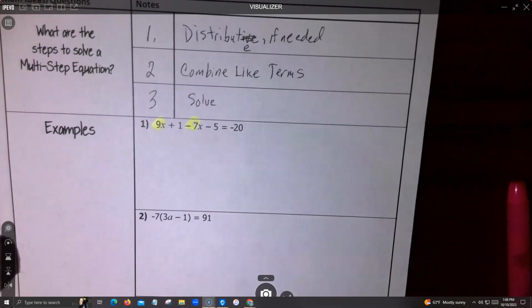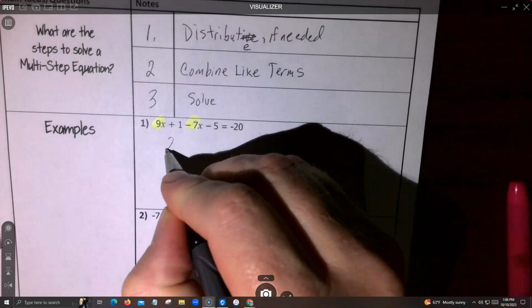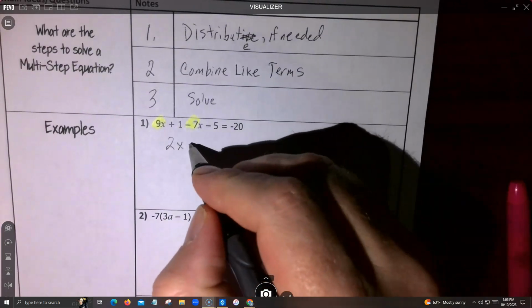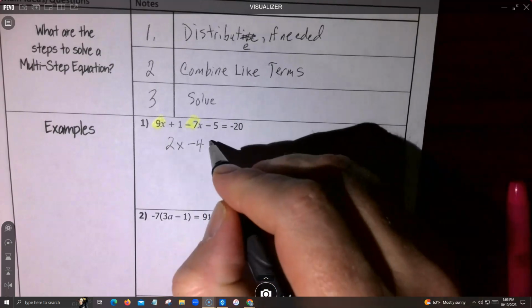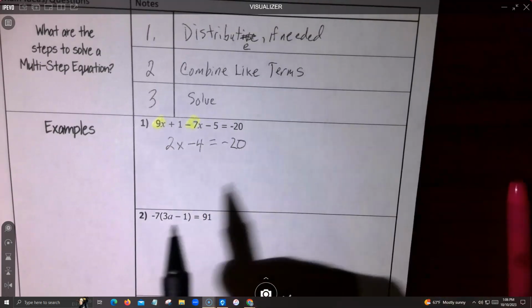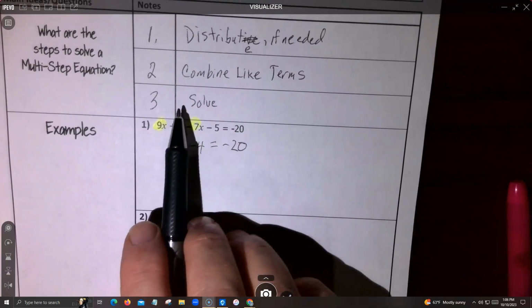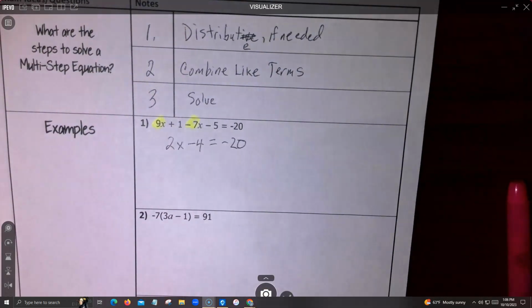So we have a 9x and a negative 7x. That's 2x. And then we have a plus 1 and a negative 5, which is a minus 4, equals negative 20. So I've combined like terms, and everything's nice and neat as much as I can. And then step 3 says solve. So I'm going to solve.